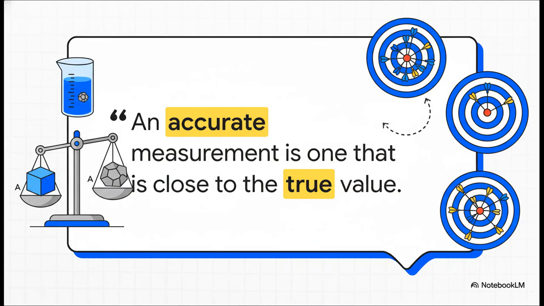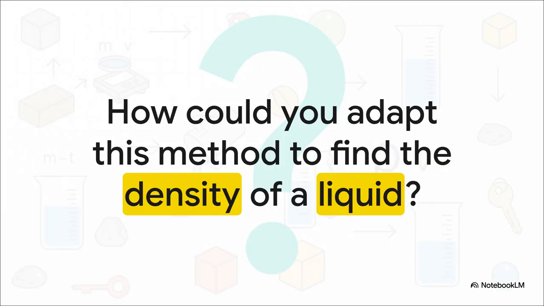And it all comes down to this one simple idea, straight from the AQA specification itself. The whole point of being careful is to get an accurate measurement, one that's as close to the real value as possible. That's the goal of any scientific experiment. So, you've now got the tools to find the density of any solid object you can think of. But here's a final thought to leave you with.